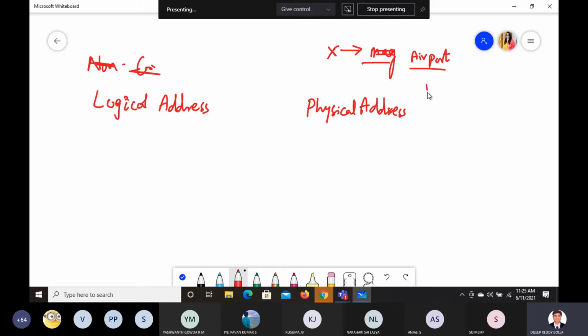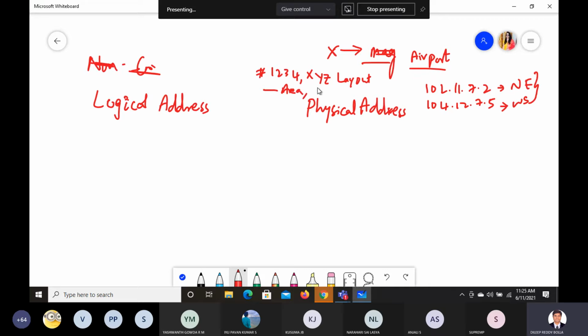When they send it like this, 102.11.7.2 degrees towards north, and 104.12.7.5 towards west, or northeast and south-west, something like this, they have sent the latitude and longitude. This is one address. Someone else will say a house number like 1234, so and so XYZ layout, so and so area, so and so city, and so and so country.